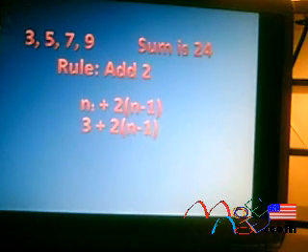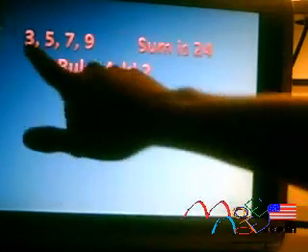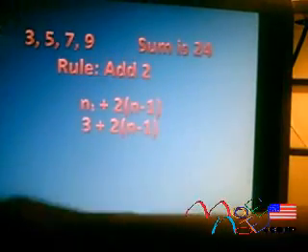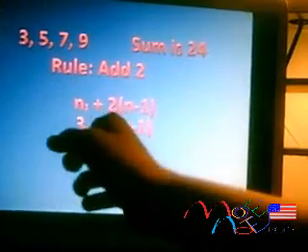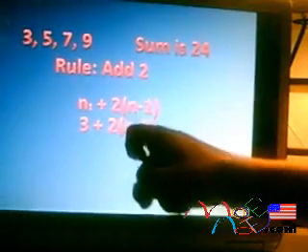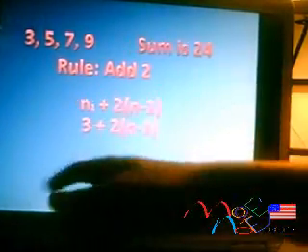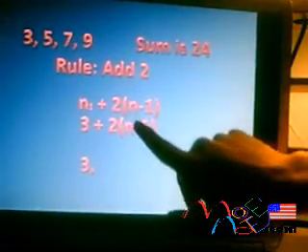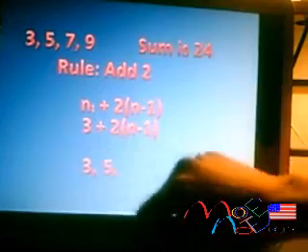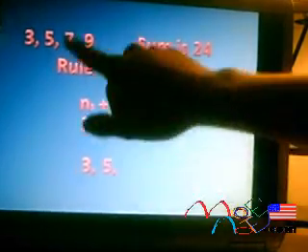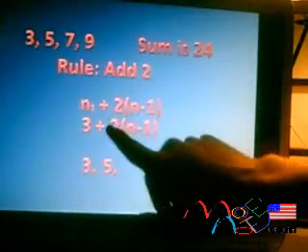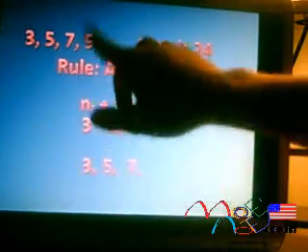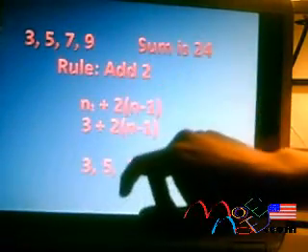And let's try it for each term. Alright? Start here. 3 is the first position. What you need to do is fill in 1 here. 1 minus 1 is 0. So it's just 3. 5 is the second position. 2 minus 1 is 1. 1 times 2 is 2. And that's going to give you 5. 3 minus 1 is 2. That's 4. 7.